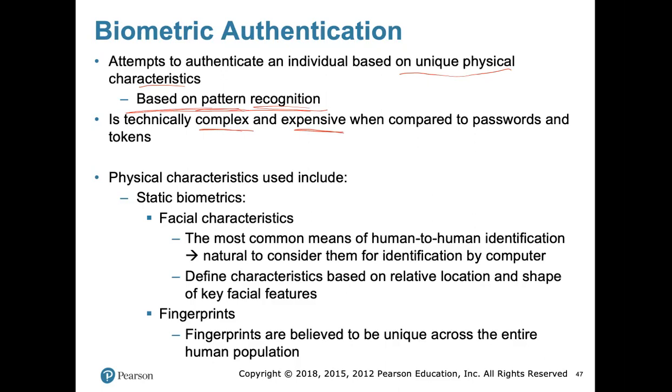So let's quickly list the physical or biometric characteristics that we can use for biometric authentication. Basically, we can use two types of biometric features or characteristics. One class is called static biometrics, and I'm just giving you two examples. For example, facial characteristics. This is one good example of biometric characteristics or features that can be used for authentication.